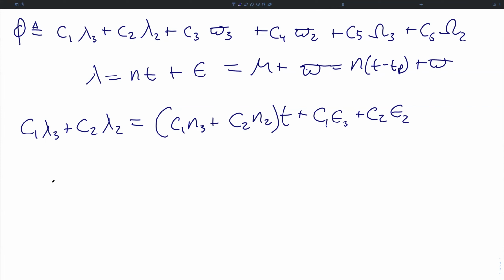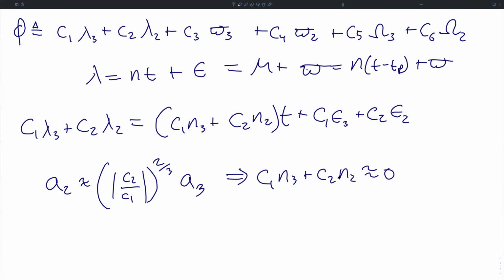We can also consider the case where a2, the oscillating semi-major axis of the second body, is approximately the absolute value of C2 over C1, to the 2/3 power, times the oscillating semi-major axis of body A3. From Kepler's third law, we know that this represents an integer ratio between orbital periods. In fact, if this expression is exactly equal, then we will have an exact integer ratio of orbital periods. This condition leads to C1 n3 plus C2 n2 being approximately 0. That is, this leading argument being approximately 0.